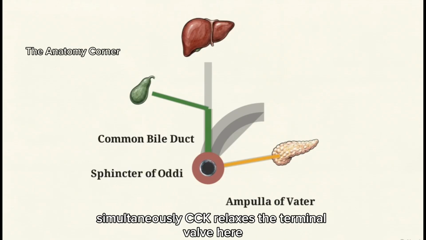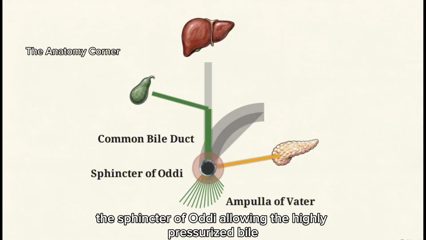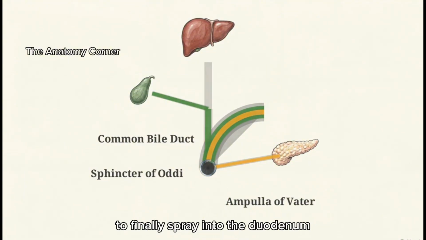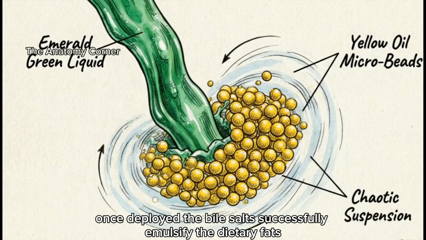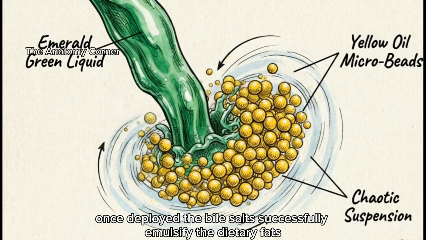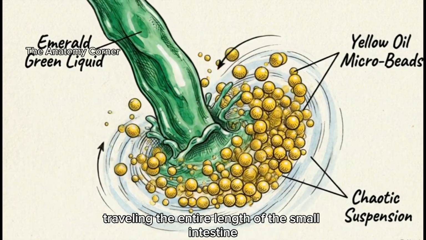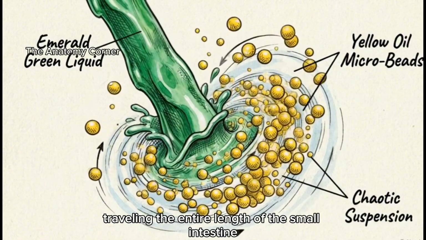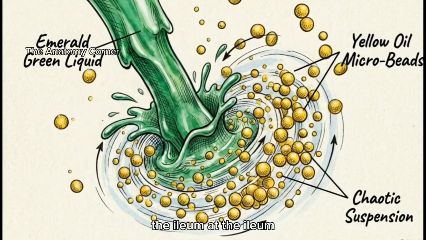Simultaneously, CCK relaxes the terminal valve here, the sphincter of Oddi, allowing the highly pressurized bile to finally spray into the duodenum. Once deployed, the bile salts successfully emulsify the dietary fats, traveling the entire length of the small intestine down to the final segment, the ileum.